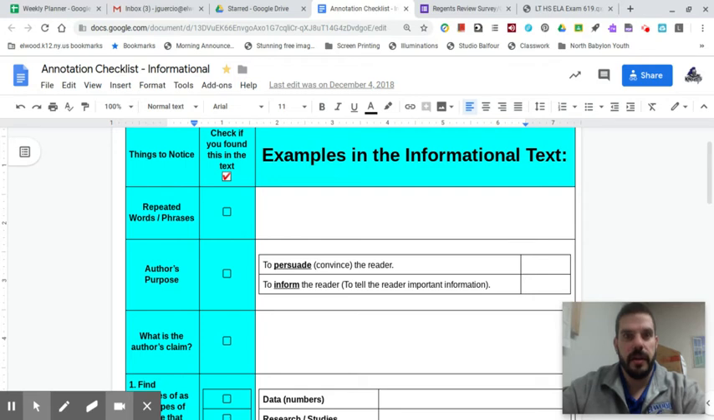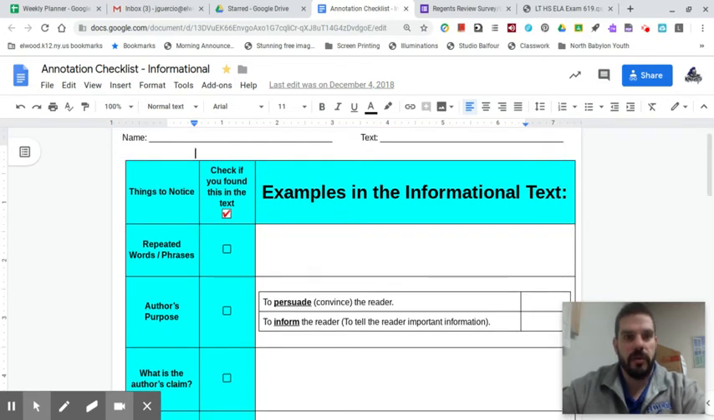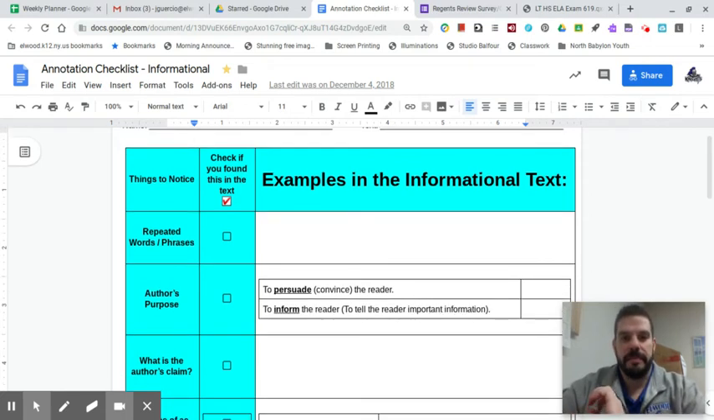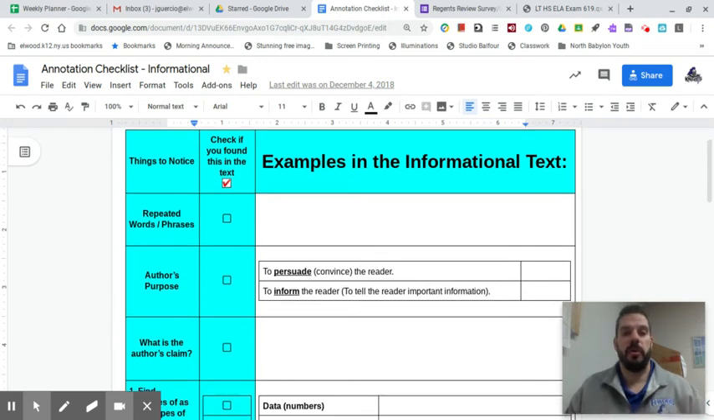Right now, we're going to talk really quickly about annotating informational texts. This can work for both the argument essay and passage C of the multiple choice exam. The principles are basically the same. With passage C, you're probably going to see less data, but more of the first three parts that we're talking about, but you will still see data in passage C.